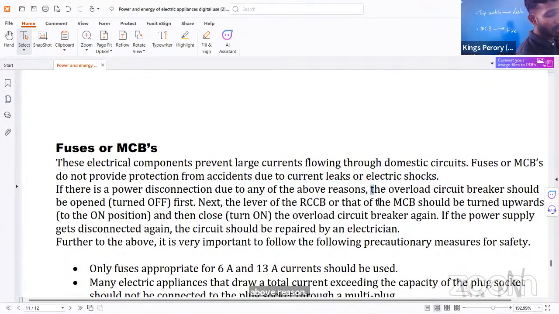If there is a power disconnection due to any of the above reasons, as I told you, the overload circuit breaker should be turned off first. Next, the lever on RCCB or MCB should be turned up, and then close the overload circuit breaker again. If the power supply gets disconnected again, the circuit should be repaired by an electrician.